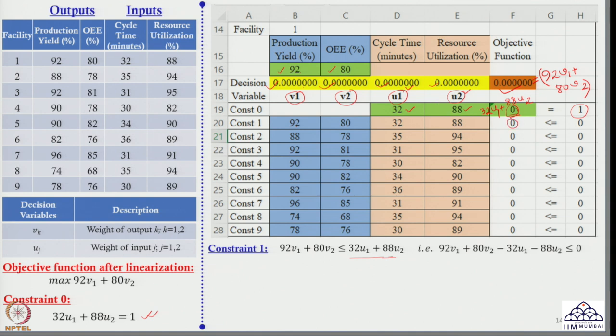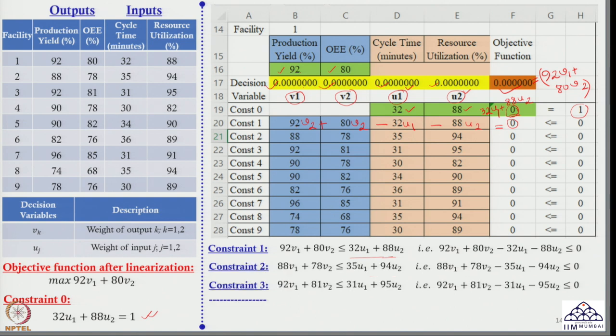So what is this value? It is nothing but 92 into V1 plus 80 into V2 minus 32 into U1 minus 88 into U2. Since all of them are 0, I am getting 0, and this has to be less than or equal to 0. In the same way you can put constraint 2, constraint 3, constraint 4, and so on up to constraint 9. That is how these calculations are there.